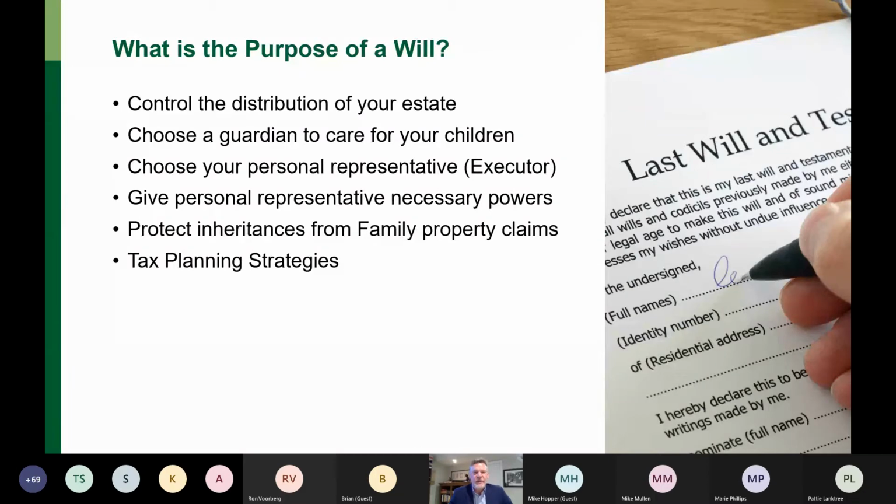It also talks about who the guardian is for your children if they're of that age, or needs and requirements. It basically indicates who the executor is going to be and potentially who the backup executor is, etc. And we'll talk a little bit about that in a moment. It gives the personal representative or the executor the necessary powers to administer the will on your behalf. It protects the inheritance from family property claims, and potentially could have some tax planning strategies within the will itself.